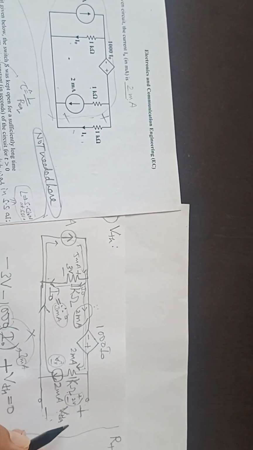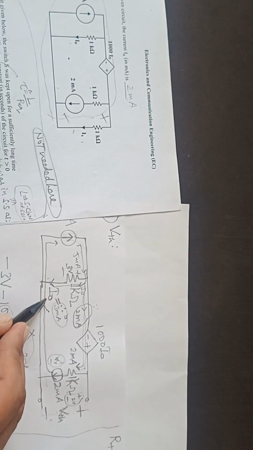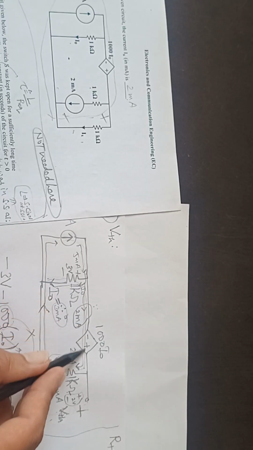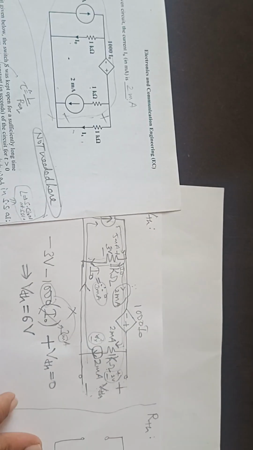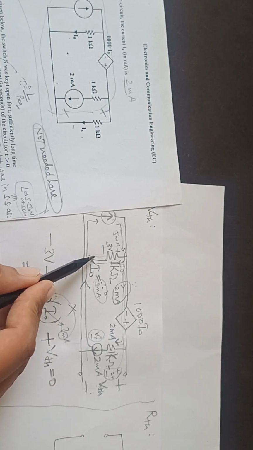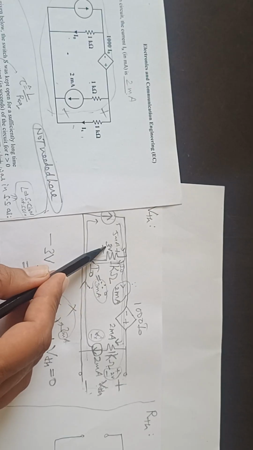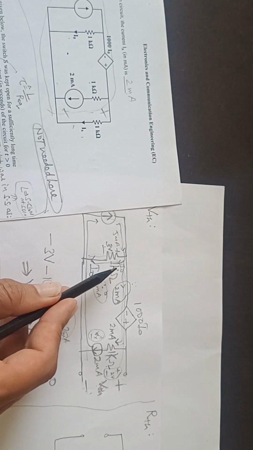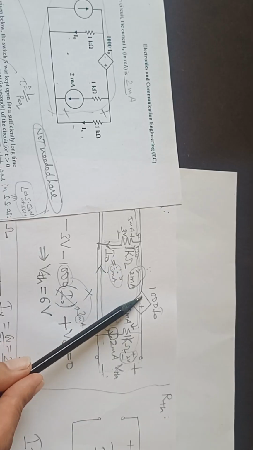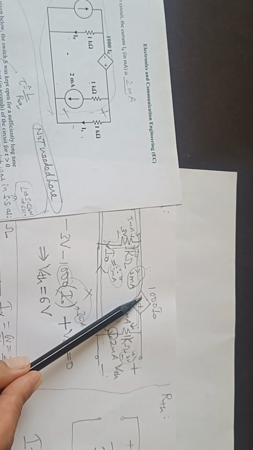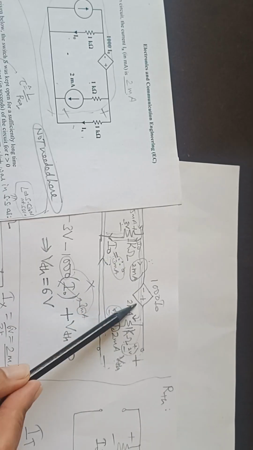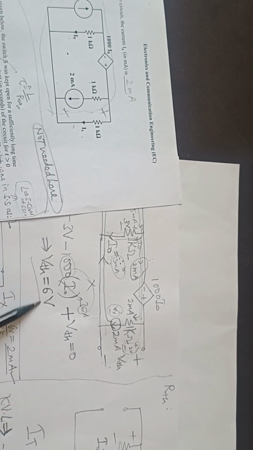Now we need to find VTH, so we will apply one KVL here. This will be minus 3 volt, because this is 1 kilo ohm and 3 milliampere, so this will be 3 volt. So minus 3 volt, and then minus 1000 I naught. I naught again is 3 milliampere, and plus VTH equal to 0, so VTH is 6 volt.